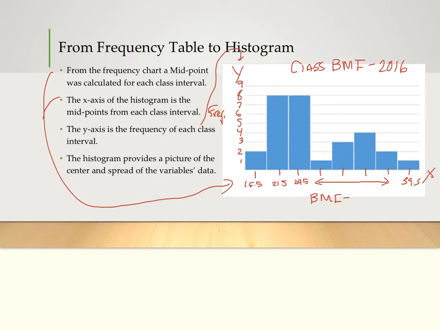And the histogram provides a picture of the center and the spread of the data variable. Well, in this case, this looks almost bimodal in a way. So there's our picture of the data set. Probably the center is somewhere in here, and our spread is somewhere along these axes here. Okay? All right.